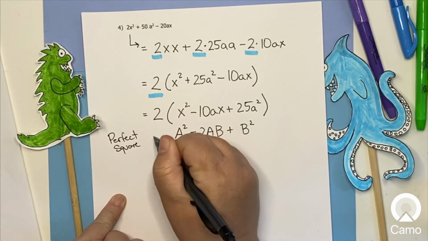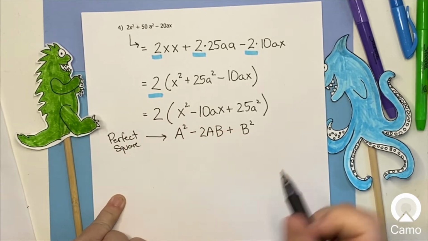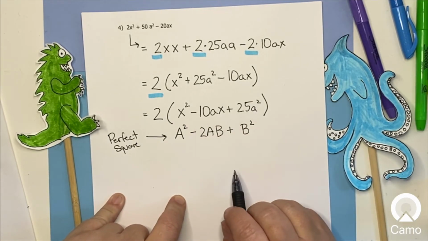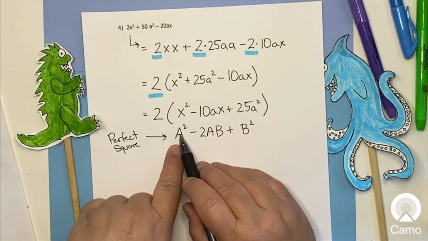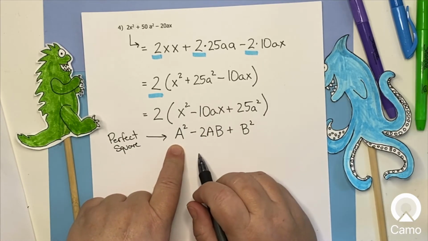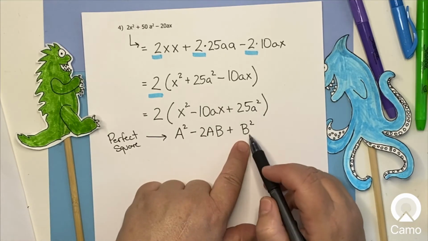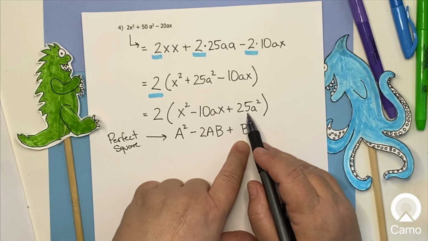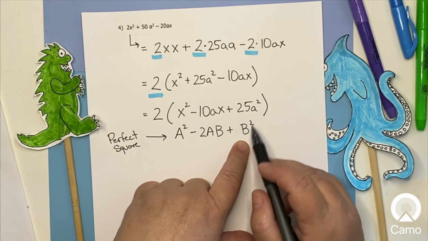So this is the pattern we're looking for. Does this pattern fit this? And as I look at it, is the first term a perfect square? Yeah, this is. X squared is a perfect square of x. Is the last term a perfect square? Because it's got to be another square. And the question is, is 25 a perfect square? And the answer is yes, it's 5 squared. So that's going to work.